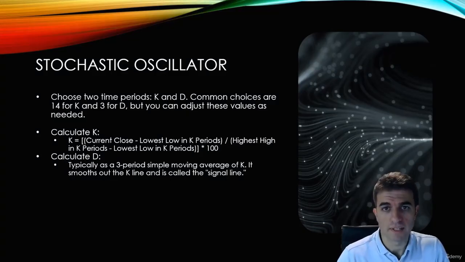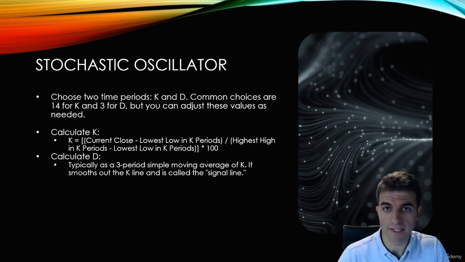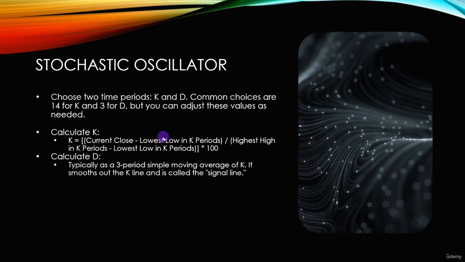Another momentum indicator is the stochastic oscillator. So this indicator helps traders pinpoint potential trend reversals. So we'll explain its calculation, interpretation, and practical use, including identifying divergence. To compute the stochastic oscillator, we first have to choose two time periods, K and D, and the common choices are usually 14 for K and 3 for D, but you can adjust these values as needed.